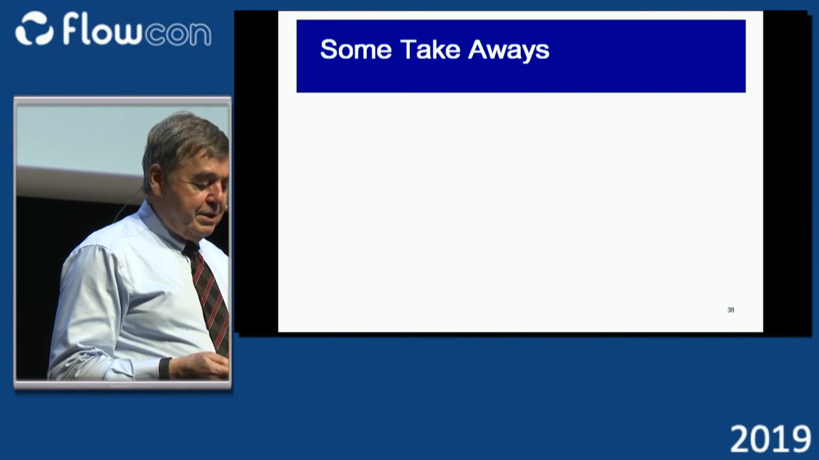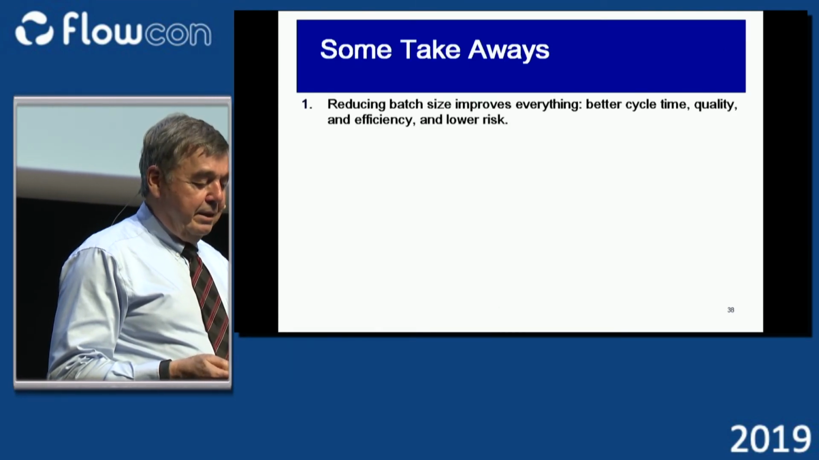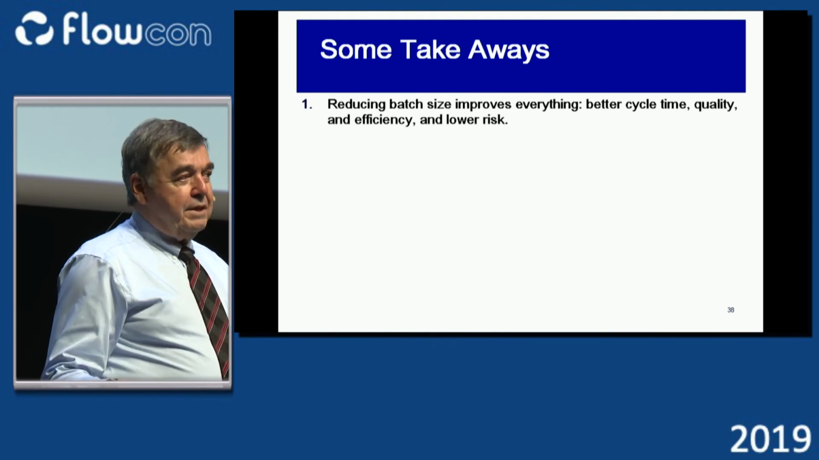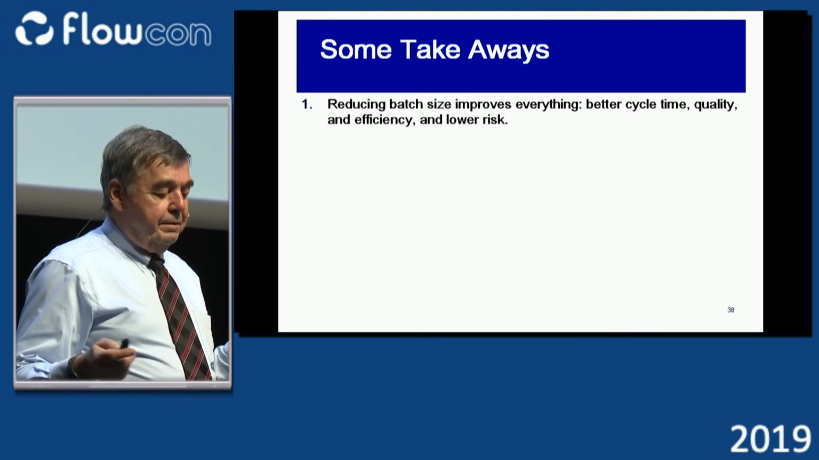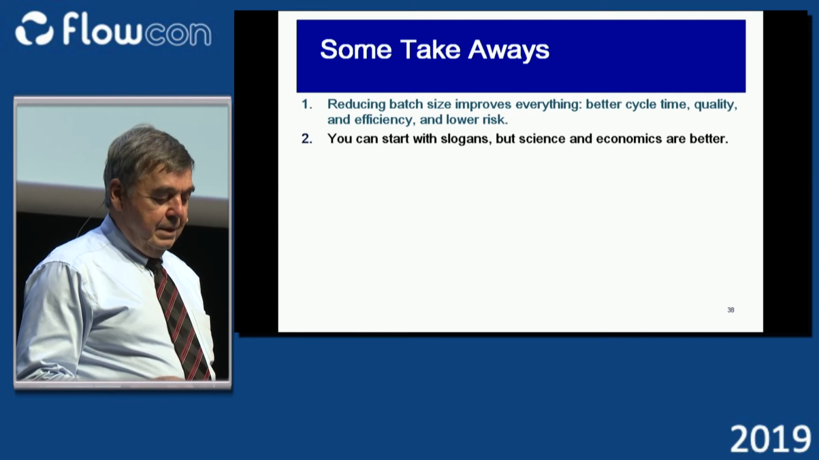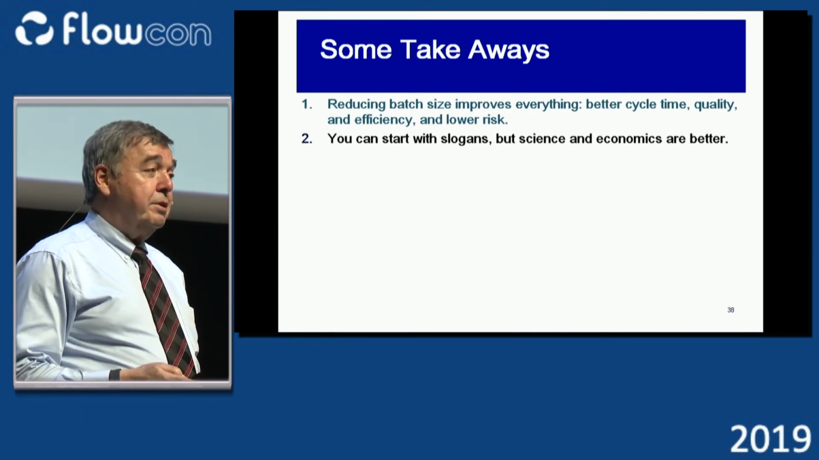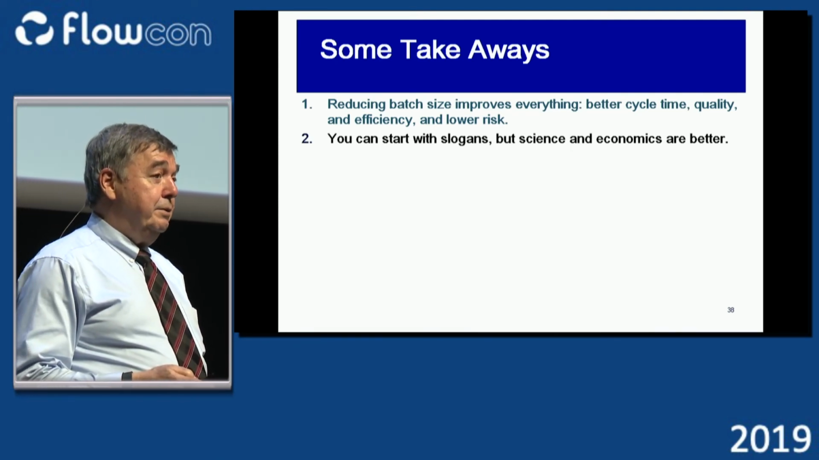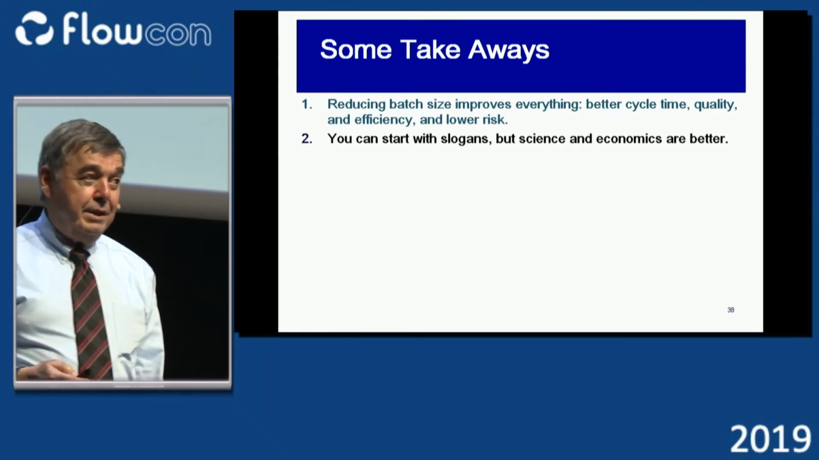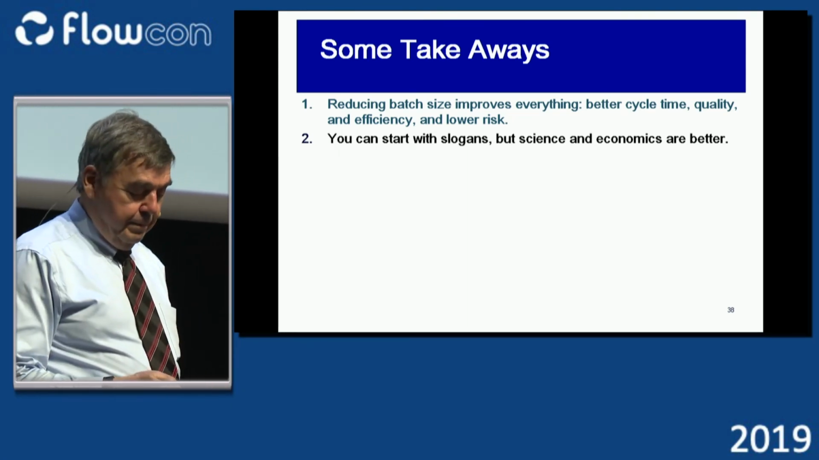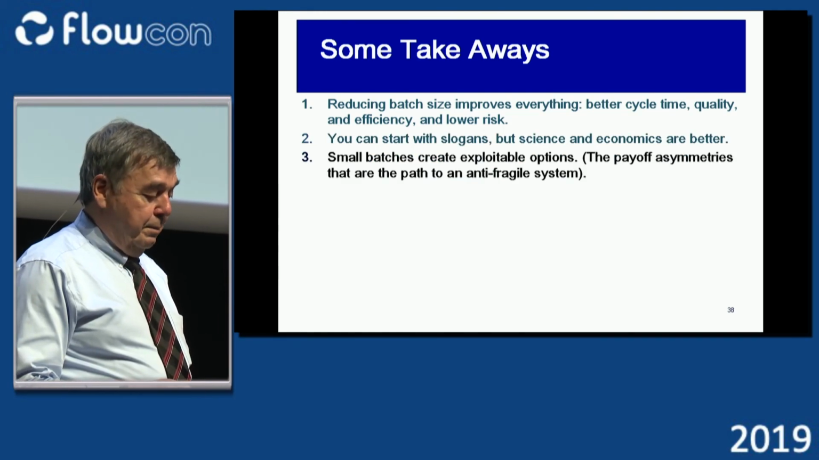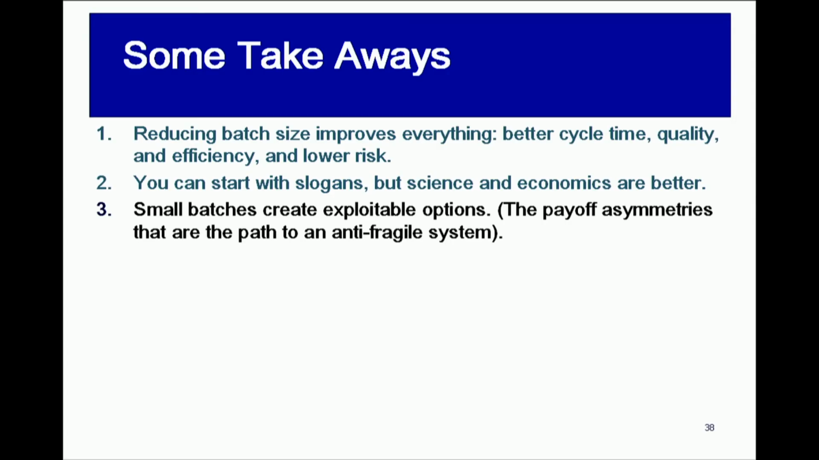I'll just quickly summarize. First thing I'd like you to remember is reducing batch size improves everything: cycle time, quality, efficiency, and risk. Second thing is you can start with slogans, but I would really recommend you go to sort of science and economics if you really want to get far. Third thing I'd say is small batches create exploitable options. And if you're interested in anti-fragility and payoff asymmetries, it's one of the key tools you use. Correct batch size is a quantitative issue.